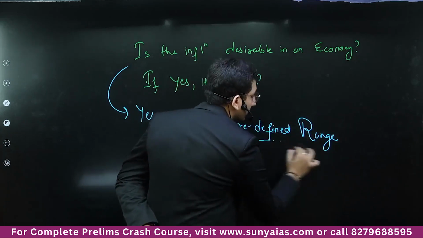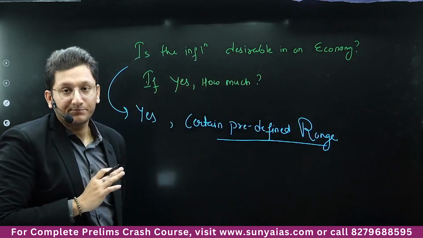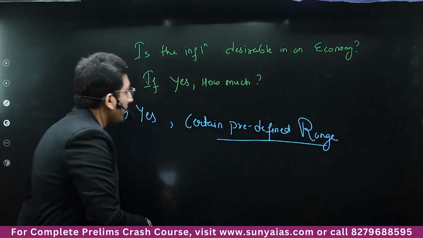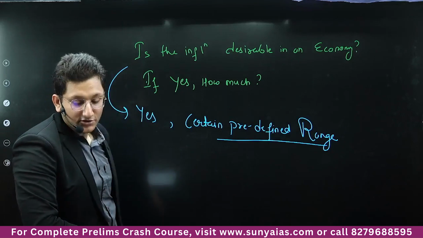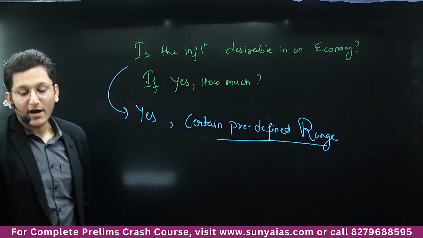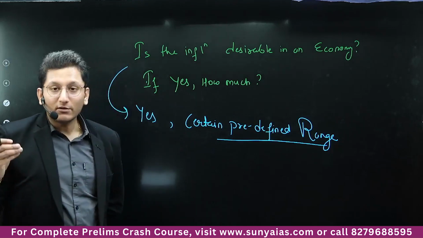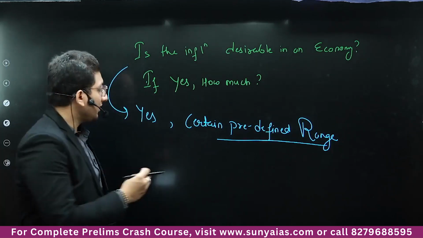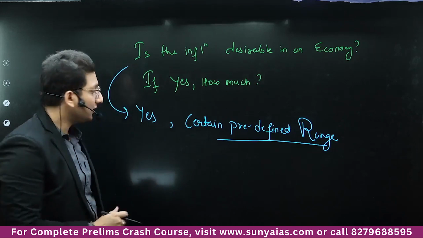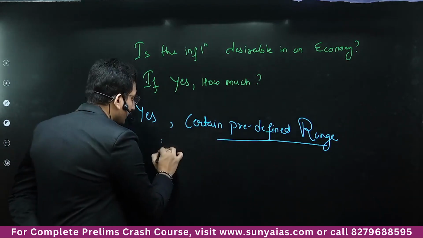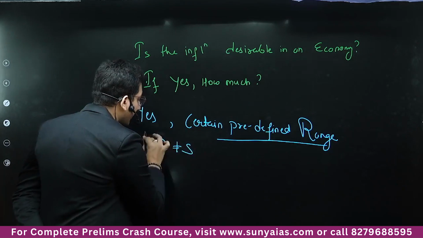भाई एक प्रीडिफाइंड रेंज में ही रहना चाहिए तो ये अच्छा है. ठीक है, उससे ज़्यादा या कम हुआ तो परेशानी हो जाएगी, राइट. सो दैट इज अप टू अ प्रीडिफाइंड रेंज. नाउ व्हाई वी रिक्वायर दिस थिंग, बिकॉज वी नो दैट विद अ सर्टेन लेवल ऑफ इन्फ्लेशन, वी अंडरस्टूड फ्रॉम द प्रीवियस स्लाइड दैट इन्फ्लेशन कब होता है, व्हेन देयर इज अ मिसमैच बिटवीन डिमांड एंड सप्लाई.